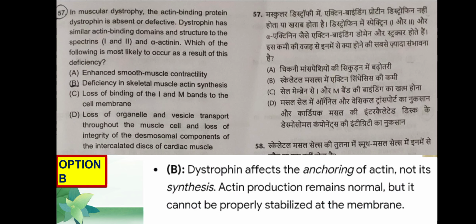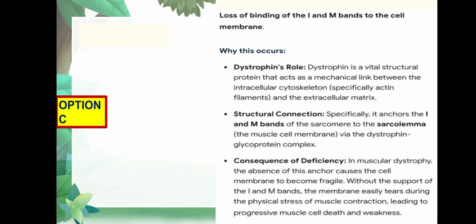Option number B is deficiency in skeletal muscle actin synthesis. Dystrophin affects the anchoring of actin, isn't it? But it is not associated with the synthesis of actin. Actin production remains normal, but it cannot be properly stabilized at the membrane because the connectivity is lost due to the absence of dystrophin protein.